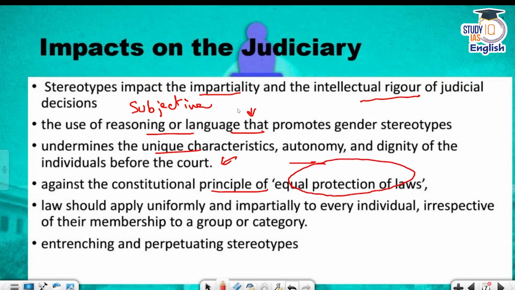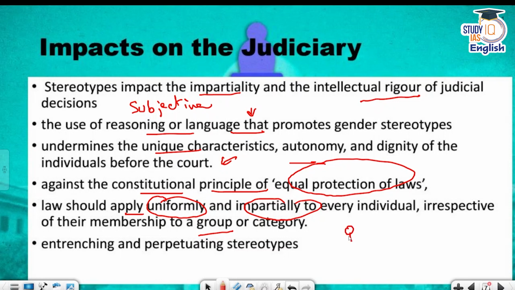Supposedly, if any judge is using terms such as devoted wife, or terms such as a woman of loose character, all this perpetuates the preconceived notion that such stereotypes are compelling to be accepted. So it goes against the constitutional principle of equal protection of laws, which says that laws should apply uniformly and impartially to every individual, irrespective of the membership to a group or a category.